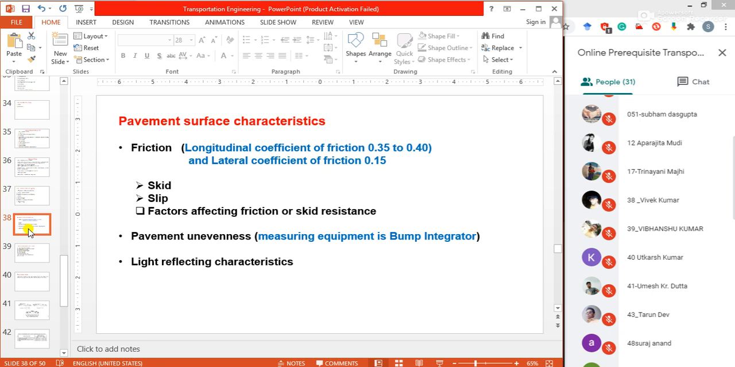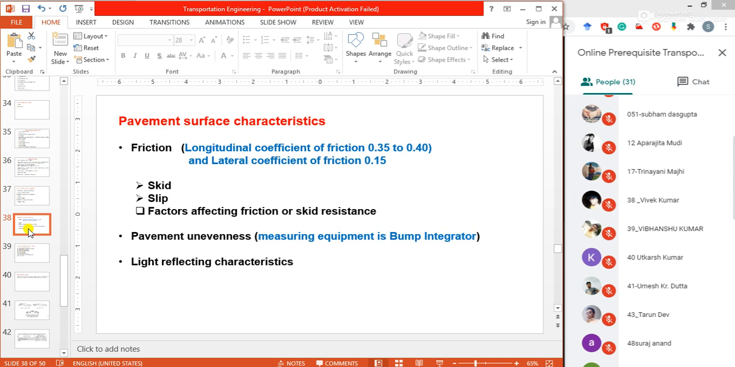Then the acceleration phenomenon: when we are stopping, from running position to stop position, this is one part. Another is stop position to running position, this is another part. So in both cases the friction may happen.